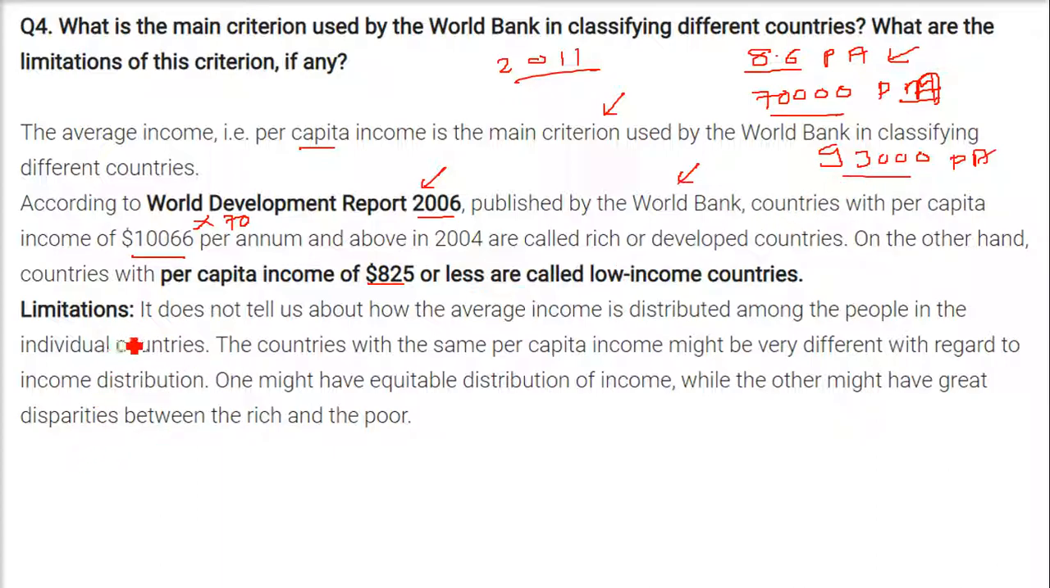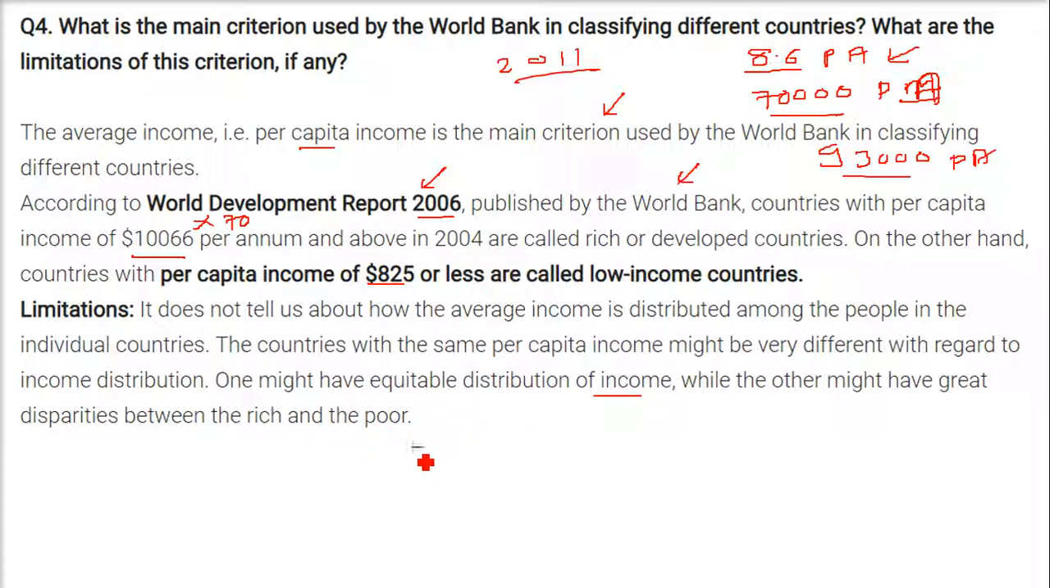So what are the limitations? First of all, it does not tell us about how the average income is distributed among the people in the individual countries. That is, some might be earning well, some might not be. So the countries with the same per capita income might be very different with regard to income distribution. We saw in the previous question also. One might have equitable distribution of income, while the other might have, say, great disparities.